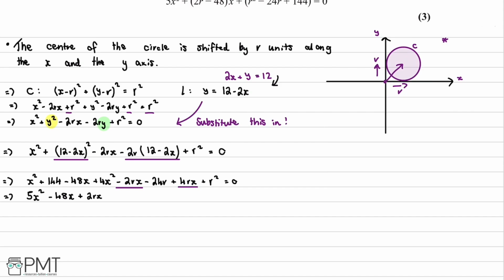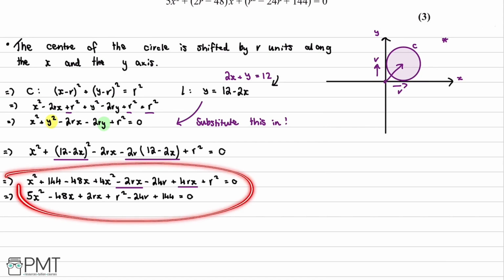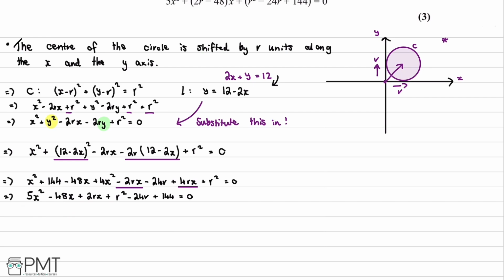And then from here, the rest of it remains the same, in that we have positive r squared, and then another term in terms of r, we have negative 24r, and then finally, constant on the end, we'll have 144. And this all still remains equal to 0. So all I've done here is collate the like terms and made this into a slightly simpler form.